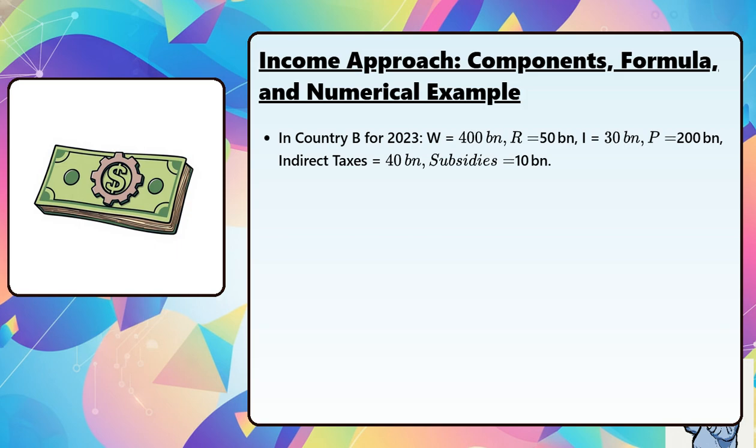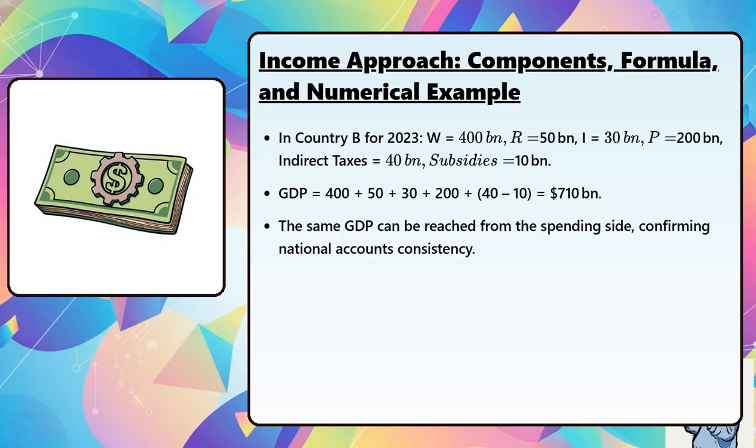In country B for 2023, W equals $400 billion, R equals $50 billion, I equals $30 billion, P equals $200 billion, indirect taxes equals $40 billion, subsidies equals $10 billion. GDP equals 400 plus 50 plus 30 plus 200 plus 40 minus 10 equals $710 billion. The same GDP can be reached from the spending side, confirming national accounts consistency.